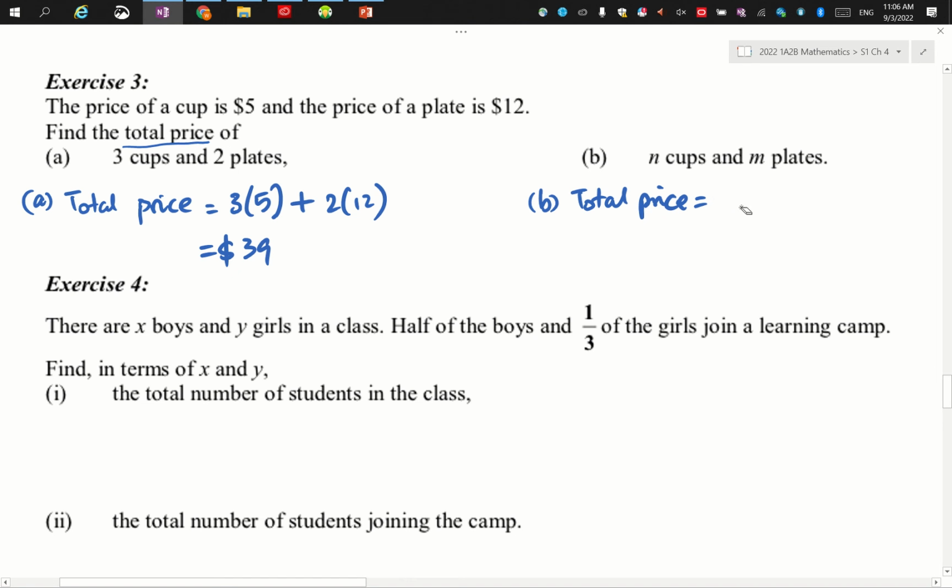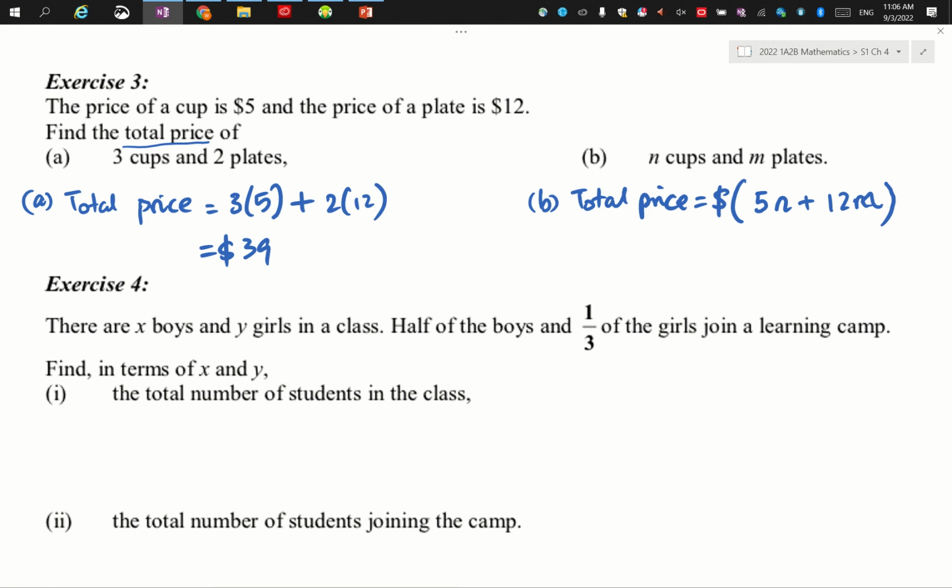Right? Oh, but I forgot the dollar sign. Okay, dollar sign. 5n plus how many plates? m plates. Then 1 plate, $12. 12m. Done. 5n plus 12m.